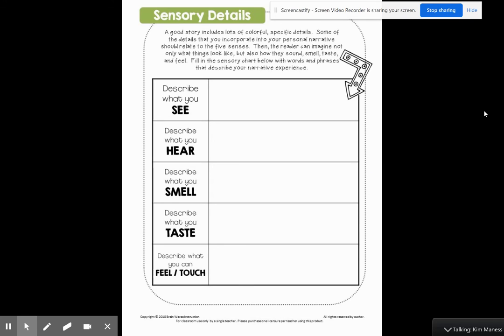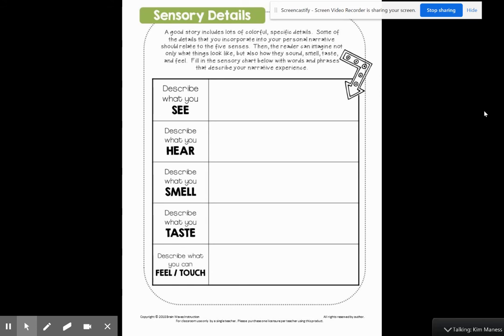All right, so sensory details. A good story includes lots of colorful, specific details. Some of the details that you incorporate into your personal narrative should relate to the five senses. Then the reader can imagine not only what things look like, but also how they sound, smell, taste, and feel. Fill in the sensory chart below with words and phrases to describe your narrative experience.